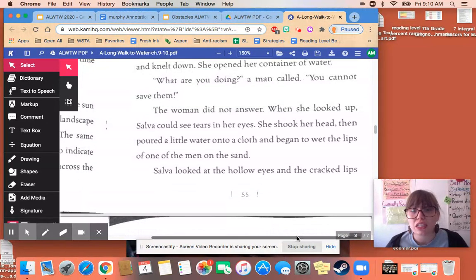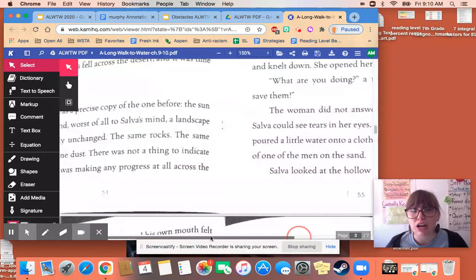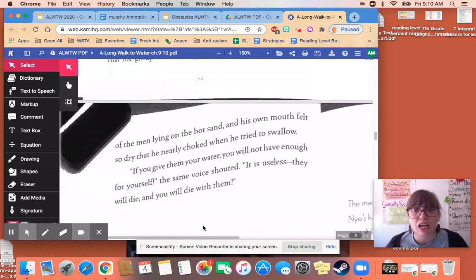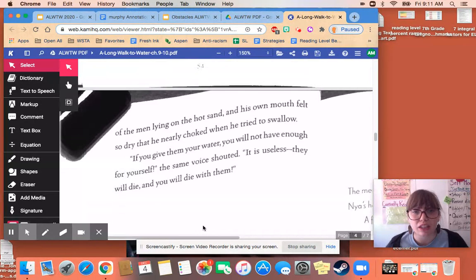Salva looked at the hollow eyes and the cracked lips of the men lying on the hot sand, and his own mouth felt so dry that he nearly choked when he tried to swallow. "If you give them your water, you will not have enough for yourself." The same voice shouted, "It is useless. They will die, and you will die with them."